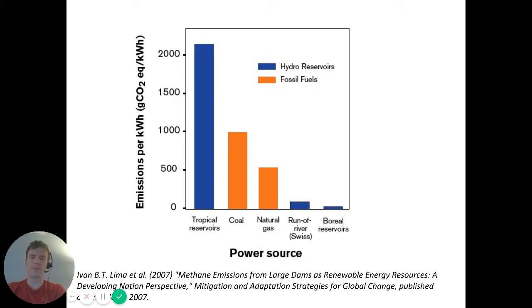If you're building reservoirs in tropical regions, where there's a lot of biomass and organic matter that would be submerged, and then higher temperatures that would increase the rate of decomposition potentially, then the amount of greenhouse gases that would be associated with the methane emissions over the lifetime of the hydroelectric dam might be greater than the same emissions from producing an equivalent amount of electricity from a coal-fired power plant.